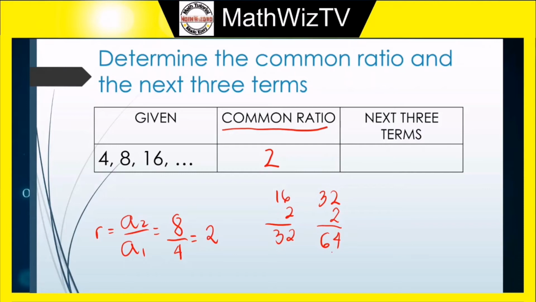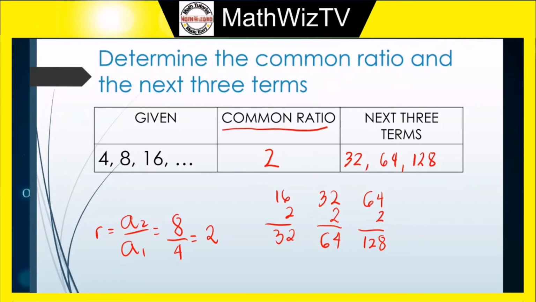Now, this will become our new last term, which is 64. So, you write 64, multiplied by our 2, which is our common ratio, to get the next term. 2 times 4 is 8. 2 times 6 is 12. So, therefore, the answer is 128. Therefore, the next three terms are 32, 64, and 128. So, these are the three terms of the sequence 4, 8, 16 with a common ratio of 2.